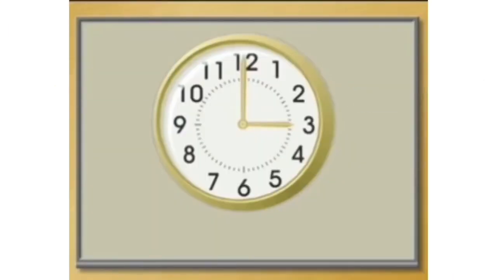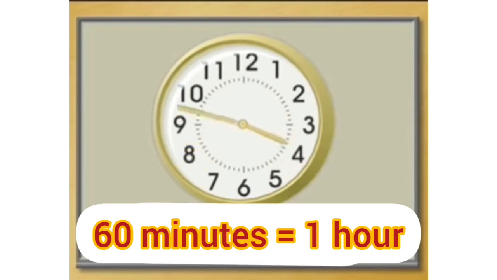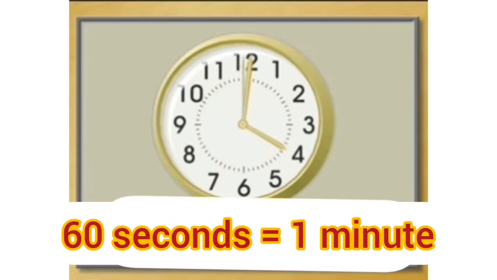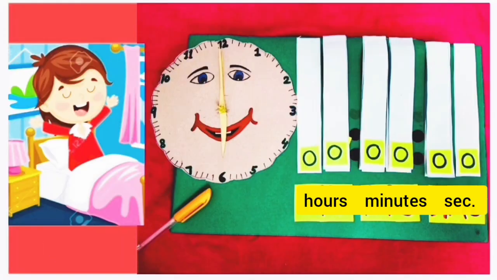In this clock, it is 3 o'clock now. The minute hand takes one complete round in 60 minutes. So 1 hour is equal to 60 minutes. Now notice the clock has struck 4. 1 hour has 60 minutes. Now notice the seconds hand. It covers 1 round in 1 minute. 60 seconds is equal to 1 minute. Let's learn to add seconds, minutes and hours.